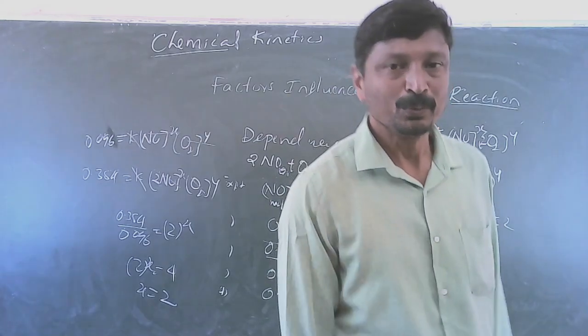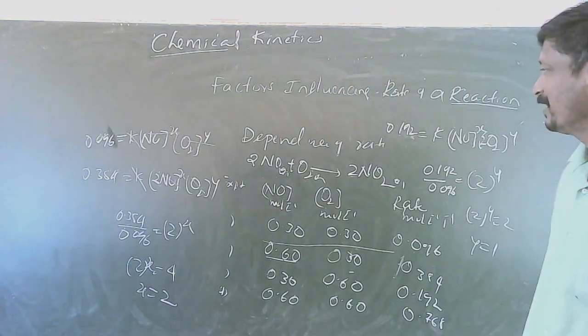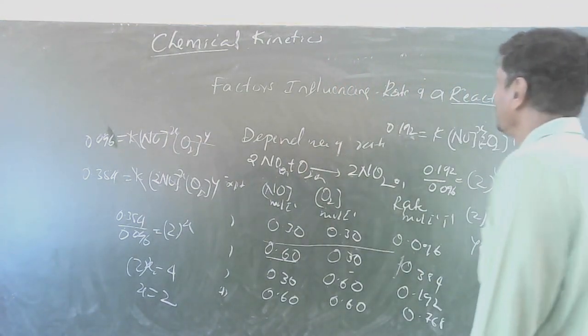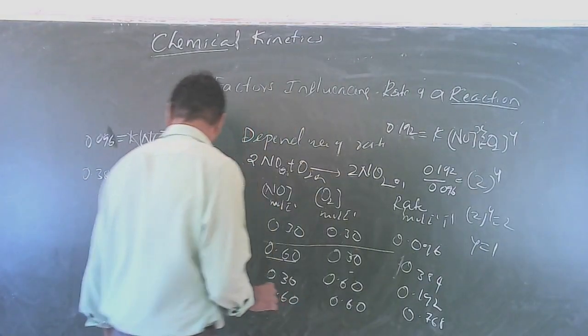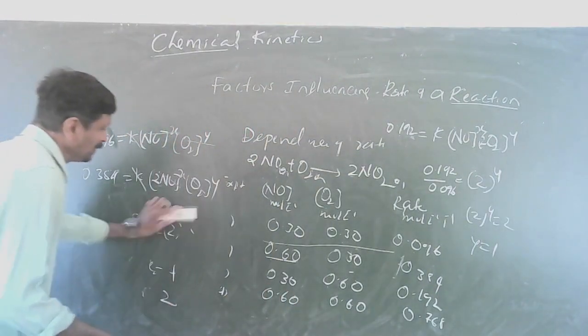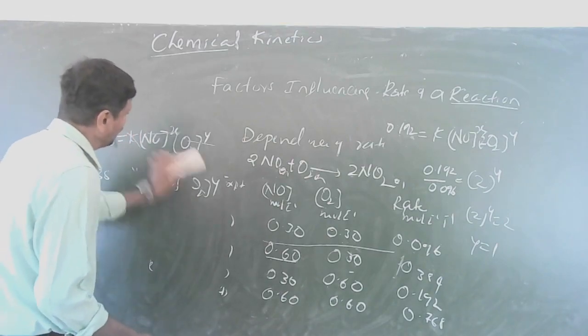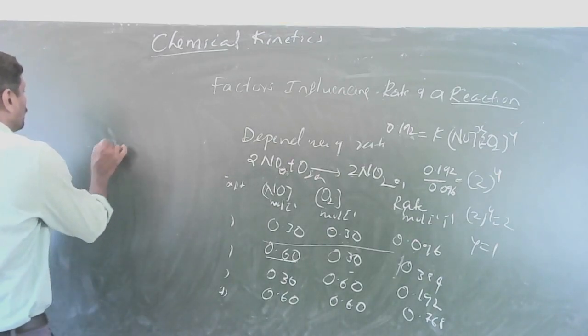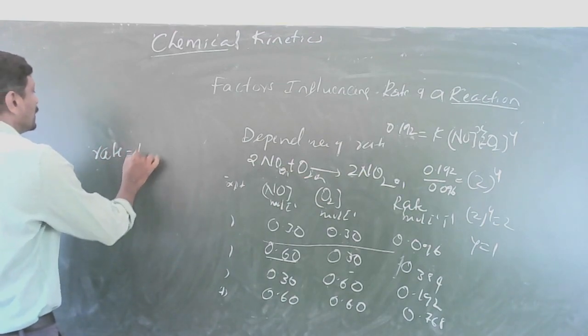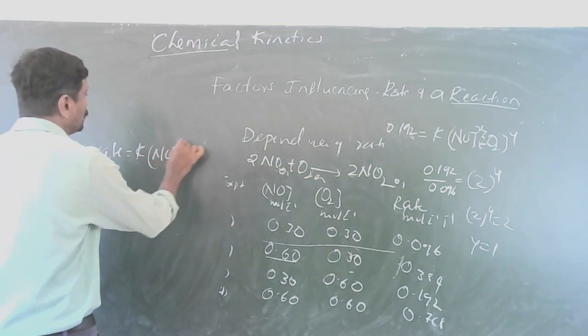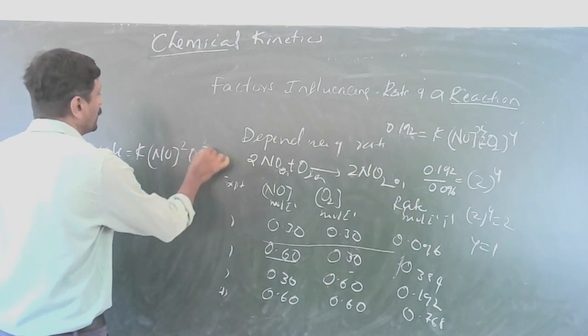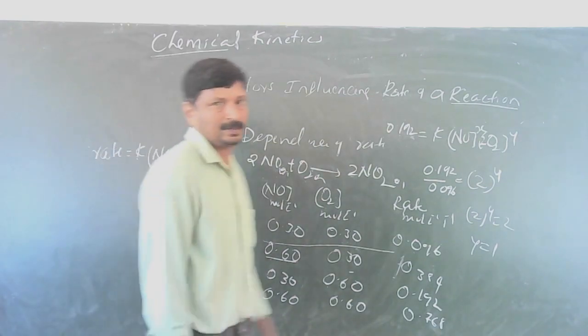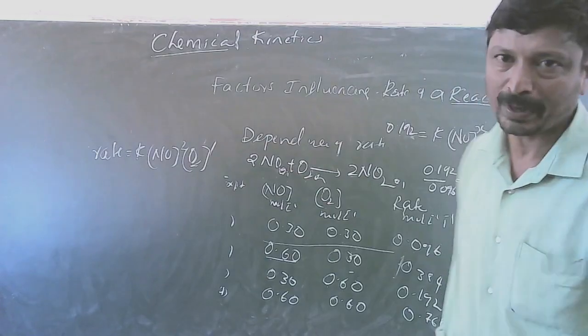Y is equal to 1. So what is this rate expression? Therefore the rate expression is, we shall discuss the fourth experiment later. The rate is equal to K into NO raised to 2 and O2 raised to 1.